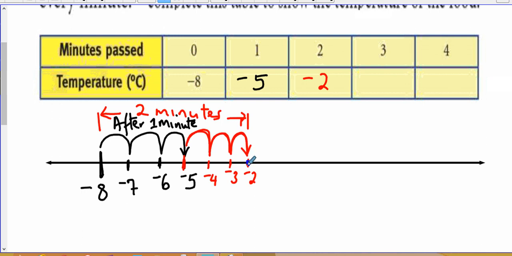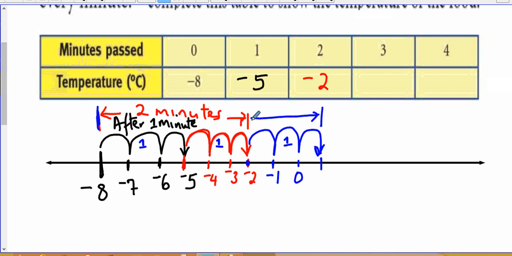Okay, now from where we ended, again we have to count 3 degrees. We have ended on -2, so from here we count 3 degrees. 1, 2, 3, stop. Okay, now from -2 to the right, we have -1, we have 0, then we have 1. But mind you, how much time has gone? This was the first minute. And this was the second minute. And this is the third minute. So from here to here, we have a total of 3 minutes.